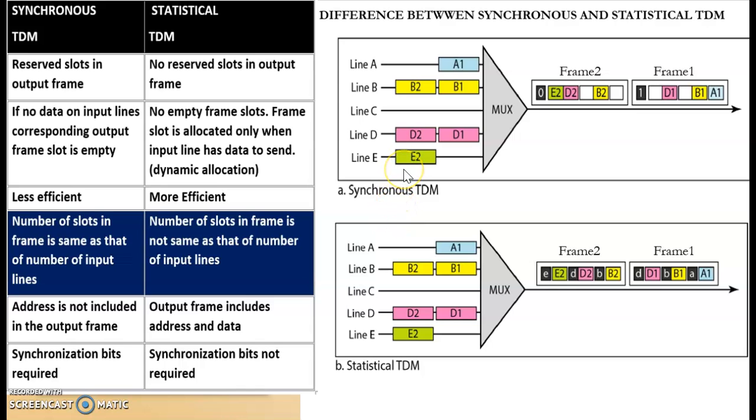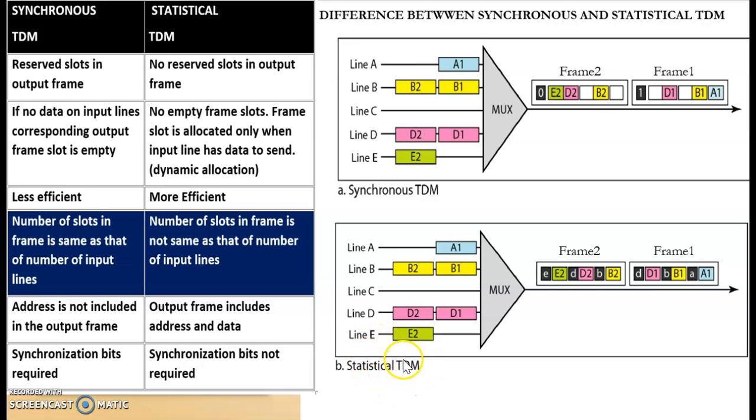So in synchronous time division multiplexing, we know that for each input line, there will be slots reserved in the output frame. Now over here, we can see that there are 5 input lines, that is A, B, C, D and E. And for each of these lines, there will be slots reserved in the output frame. So if there are 5 input lines, there will be 5 slots in frame 1. Similarly, in frame 2, there will be 5 slots. So we can say that in synchronous time division multiplexing, the number of slots in the frame is the same as the number of input lines.